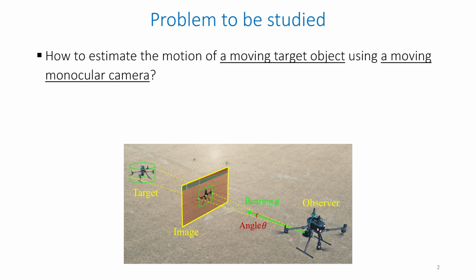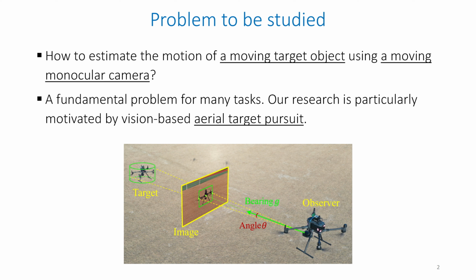The problem studied in this paper is to estimate the motion of a moving target object using a moving monocular camera. This is a fundamental problem in many tasks such as vision-based autonomous driving. Our research is particularly motivated by vision-based aerial target pursuit.